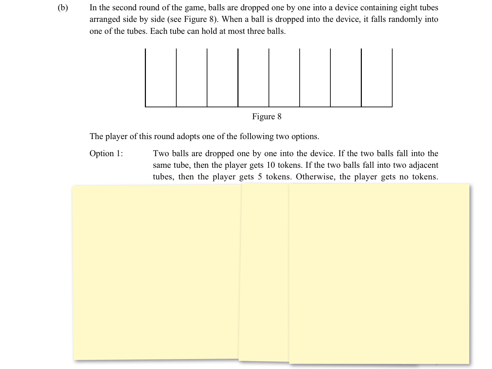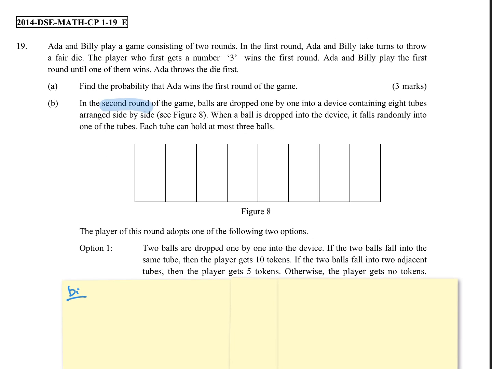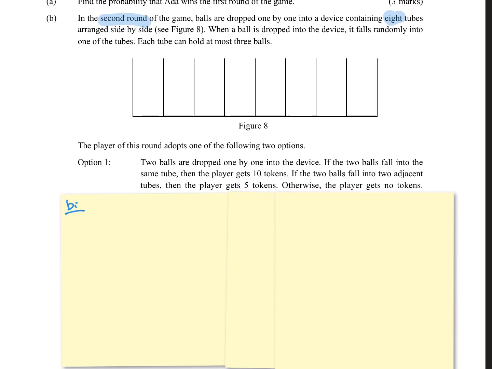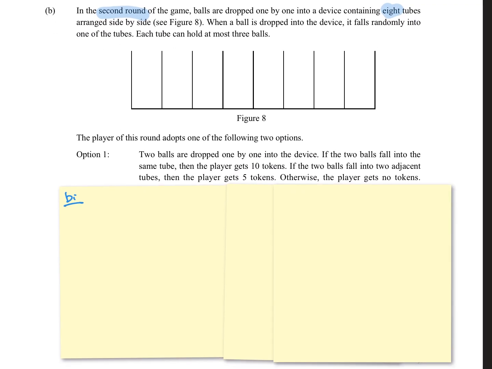Right, so for part B1, in the second round, balls are dropped one by one into a device containing 8 tubes. Arrange them side by side. When a ball is dropped into the device, it falls randomly into one of the tubes. And each tube can hold at most 3 balls.